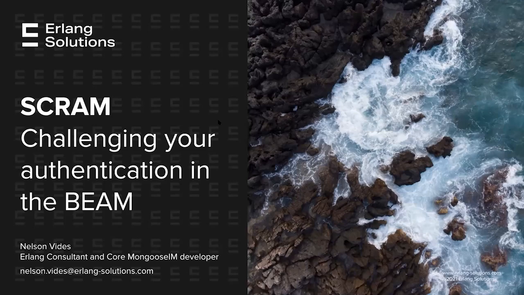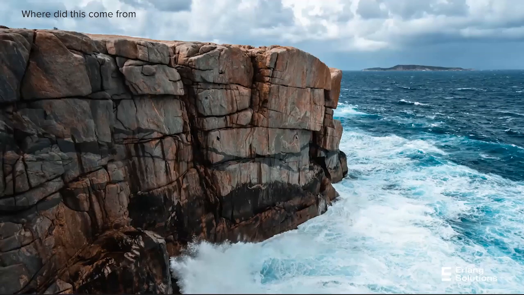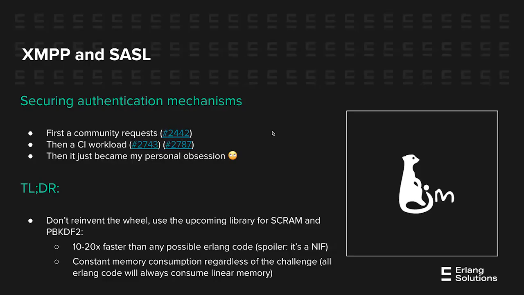So where did this come from? Why SCRAM? What got me into this topic? As Michał said, I work on MongooseIM, which is this messaging backend implemented in Erlang using XMPP, and it uses SASL for authentication. And one day, a little before the pandemic, there was this community request from some people asking for more secure authentication mechanisms. The default on XMPP was using SHA-1, but we know that it's weaker, and there are better ones, and so on, and deprecations.